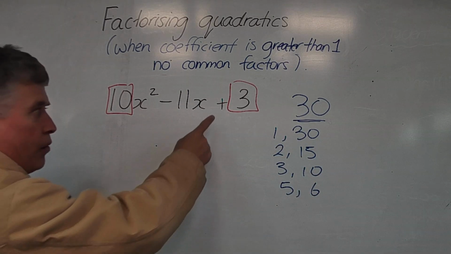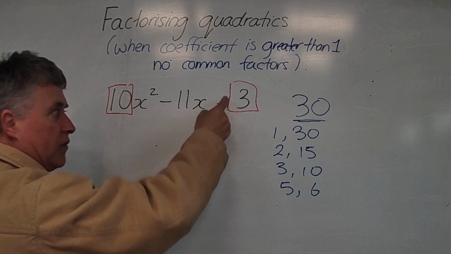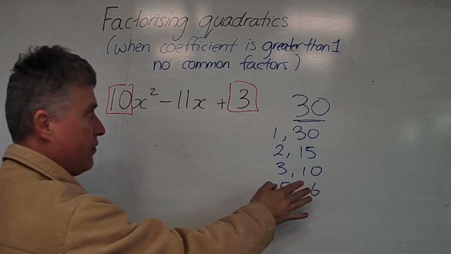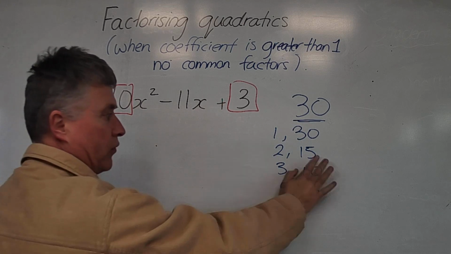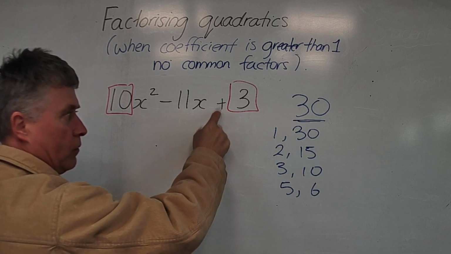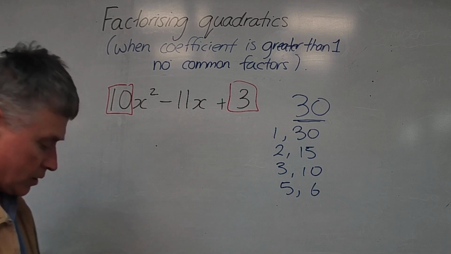But this here helps me. This plus here means that both of them have to either be negative or both of them have to be positive. So that's a bit of a giveaway, okay? Helps you a little bit.